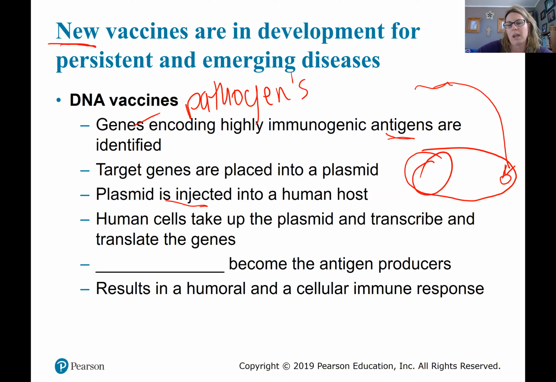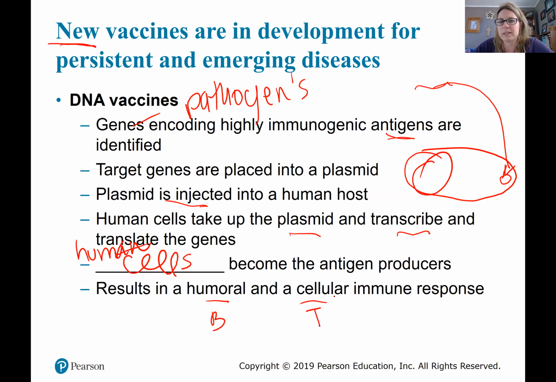Okay, the human host then could take up the plasmid, transcription, translation would occur, and then the host cell, the human cells become antigen producers. So the human cells are going to start producing whatever antigen it is, and the humoral, the B cells, and the cellular T cells are going to pick up on that and start to develop an immune response. And where they're really researching this is for HIV and certain types of cancer.